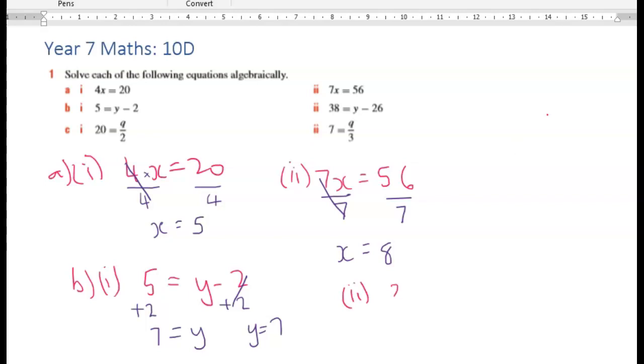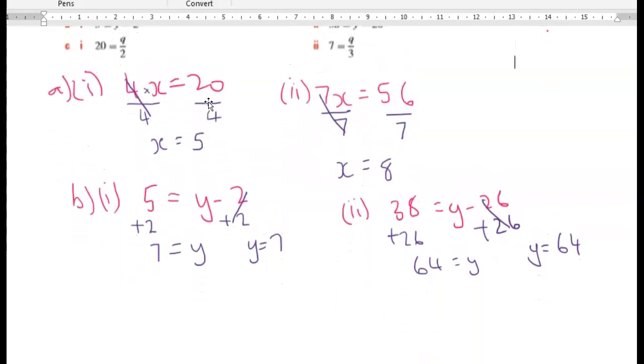Okay, part 2, we've got 38 equals y minus 26. So again, we've got the minus 26. So the opposite to subtracting is to add. So we add 26 to get rid of it. So that disappears. So 38 plus 26 gives you 64. And we tend to write the y first. Okay, let's move on to C. I might just quickly move it so we can still see that question.